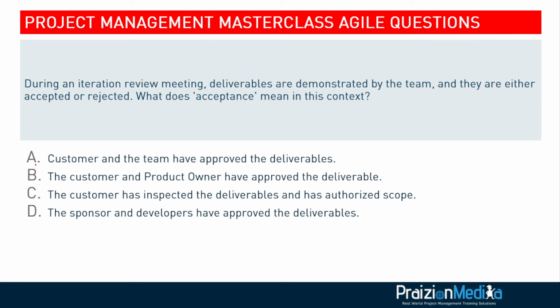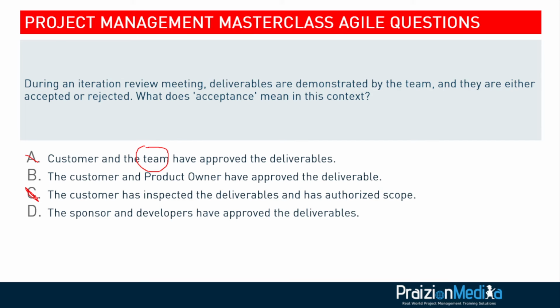So A, the customer and the team have approved the deliverable. At this point, we're not talking about team's approval. So it's not A. We're going to cancel that. B, the customer and product owner have approved the deliverable. That sounds rather believable because a product owner should have a say. But let's go to C. The customer has inspected the deliverables and has authorized scope. Well, this isn't about the authorization of scope, so we're going to cancel that.